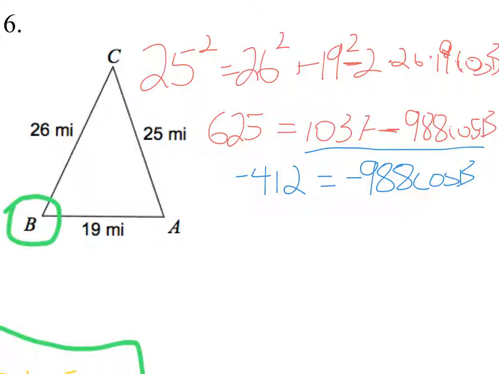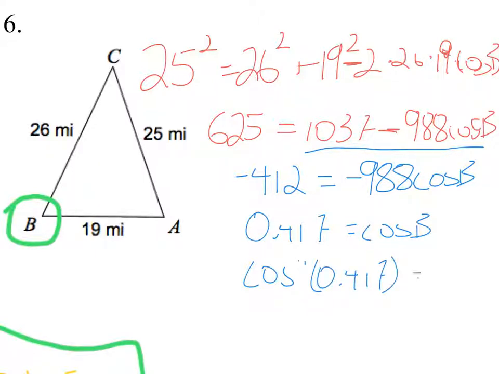Take the inverse cosine of both sides. By the way, that's going to be 0.417 is equal to cosine of B. The inverse cosine of 0.417 is going to be 65.35.